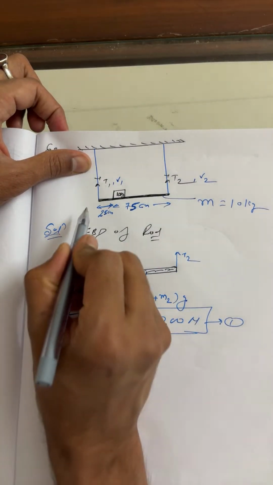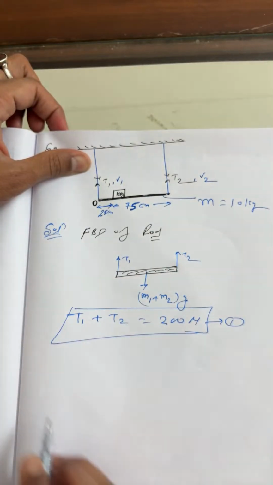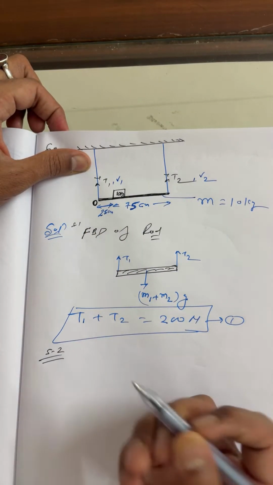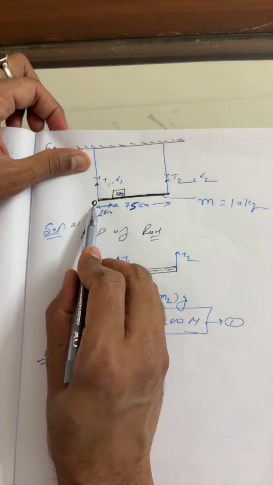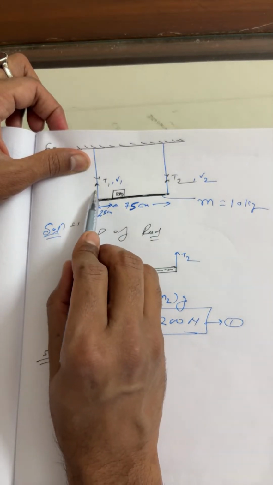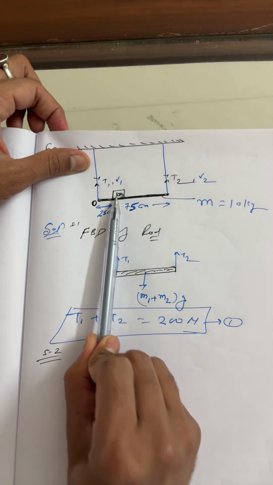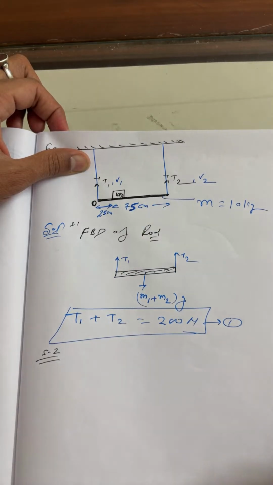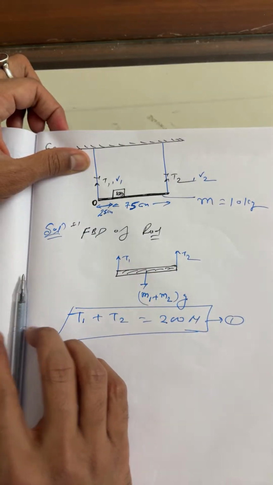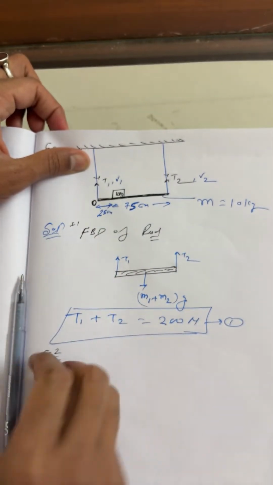Here I'm taking torque about this point, let us suppose I'm calling it O. This is step 1 and this is step 2. When I'm taking torque with respect to point O, the torque due to T1 is 0. Torque is only possible due to the mass, the rod and T2. What is torque? Force into perpendicular distance.